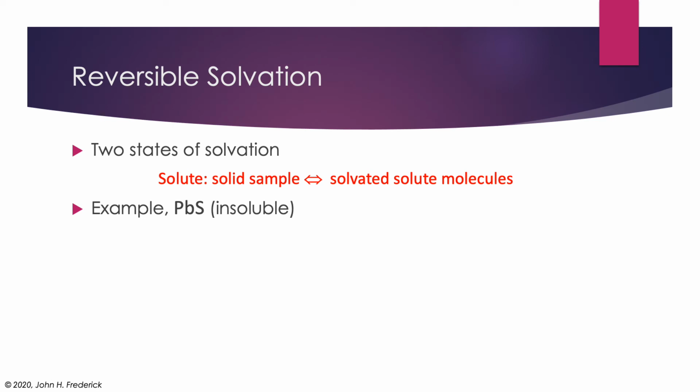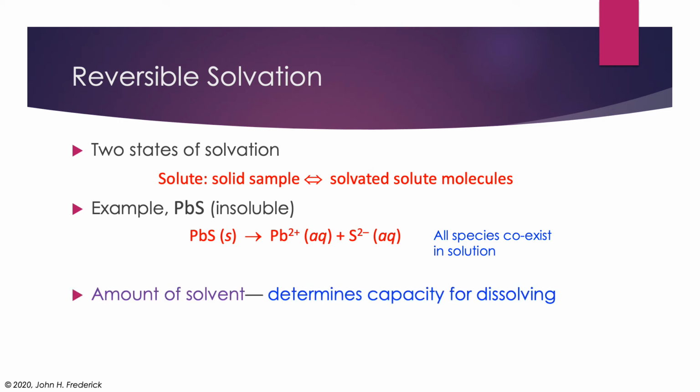So for example, in the case of lead sulfide, which is technically an insoluble compound, if I throw some lead sulfide into water, I am going to generate some ions, some lead 2+ and some sulfide 2- that are in aqueous solution as ions. They're solvated as the individual ions. And all of these species, the solid lead sulfide and the two ions of lead 2+ and sulfide 2-, all coexist in solution. Now the amount of solvent is what really determines the capacity for dissolving.